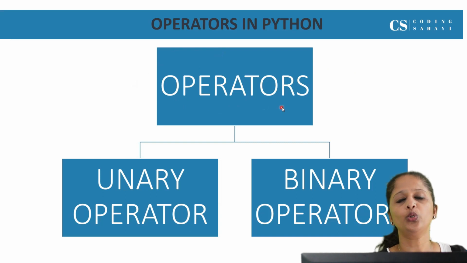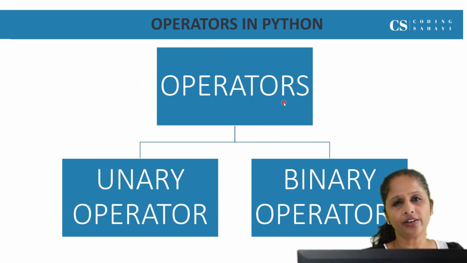Operators are used for doing some operation. You already know in maths, if you want to add two numbers, we use the plus symbol. For subtraction, the minus symbol. So these are all operators, and in Python also we have operators. Operators are divided into two: unary operators and binary operators. A unary operator uses one operator and one operand, and a binary operator has one operator with two operands.